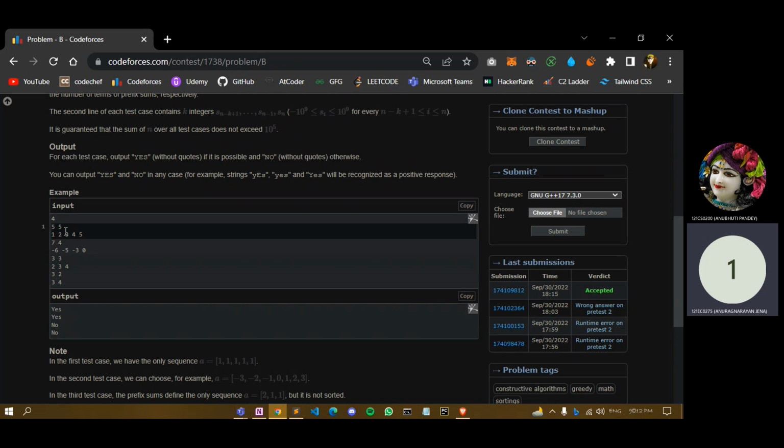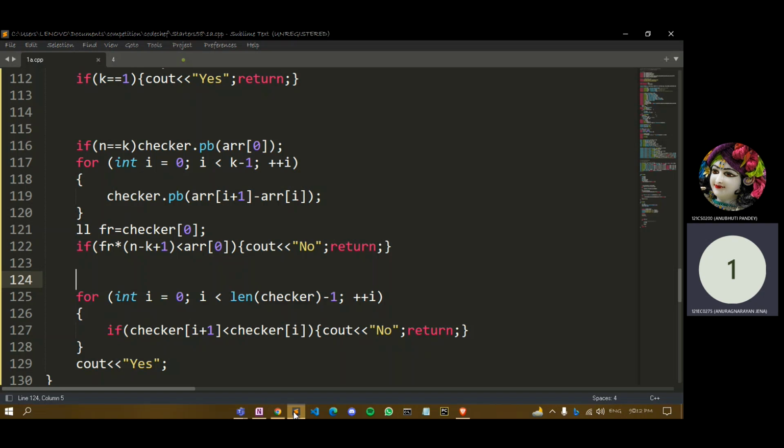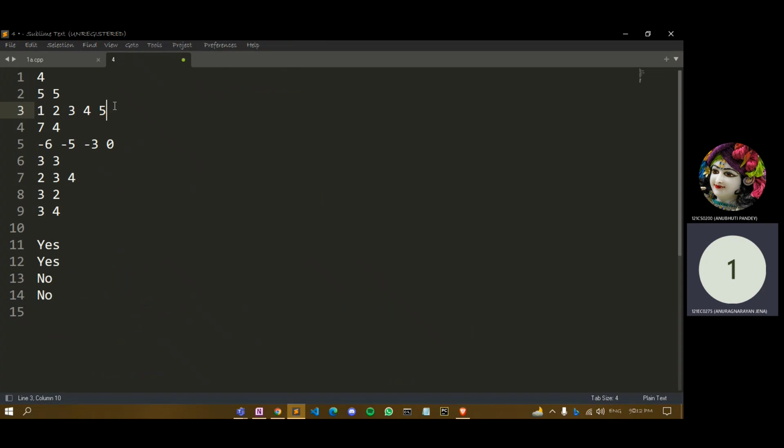So here are the samples. For example, I have written that you are given n and k as 5 and 5, meaning you are given the whole prefix sum array. Here the first term is 1, and you can see that it is only the first term of the array, as the prefix sum S of 1 is A of 1. So S of 1 equals A of 1 equals 1.